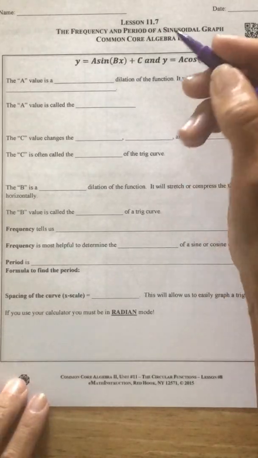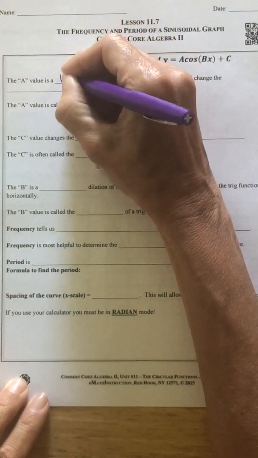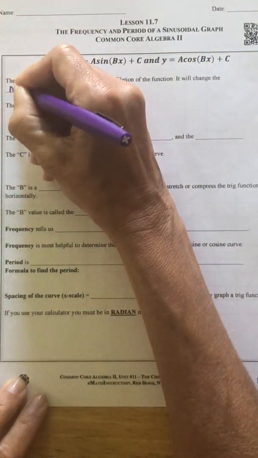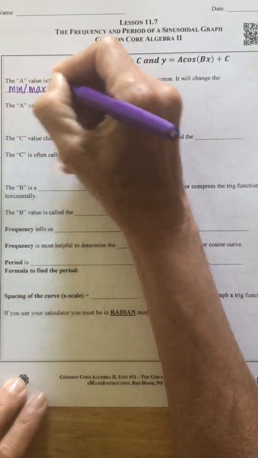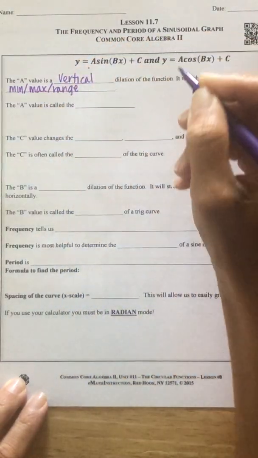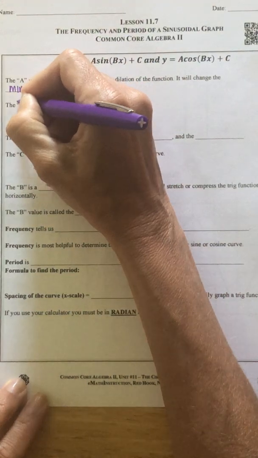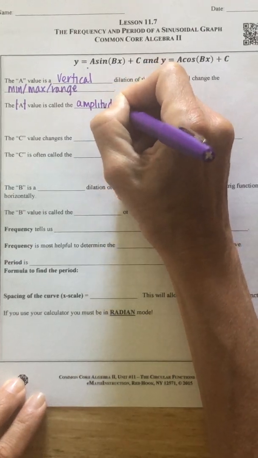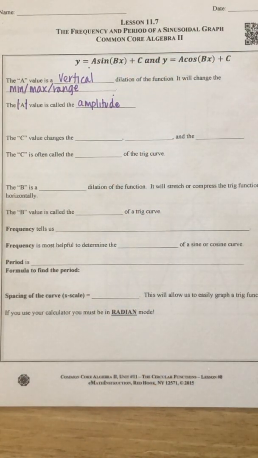The A value is a vertical dilation, so it's the number in front. It changes, again, remember the min, the max, and the range. Those are all tied together. The A value is called the amplitude, but remember, it has to be absolute value. I don't know why it's in there, because the amplitude is always positive. So sometimes they'll give you a trick question and they'll say, what's the amplitude? And the A value is negative. And some people just pick that negative value as the amplitude, and that's not true because the amplitude is height. You can't have negative height, right? Just like you can't have negative distance, right? In geometry, you would reject any kind of negatives.